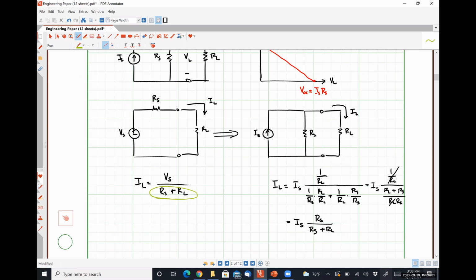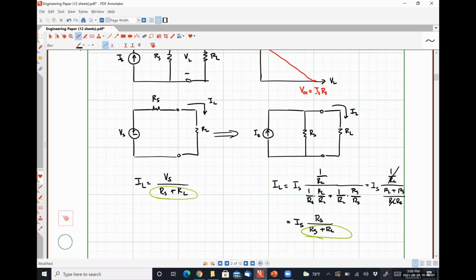I have a common denominator, our denominators are the same. What makes the numerators the same? When VS is equal to IS times RS. That's what I was going for with all this long-winded explanation.